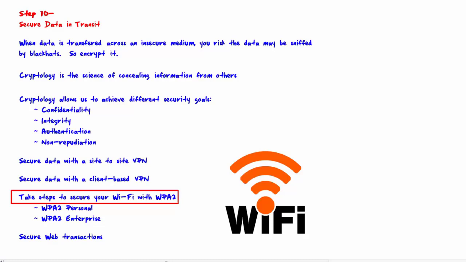WPA2 comes in two flavors. Personal, which uses a pre-shared key, all users having the same pre-shared key. Enterprise, which uses a RADIUS server, each user has a unique key. So what we find is that Personal is easier to set up. Enterprise is more difficult to set up, but more secure, at least more secure for enterprise environments.